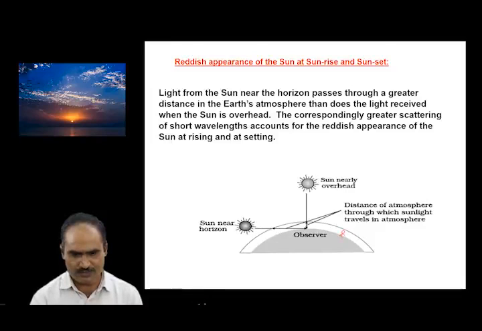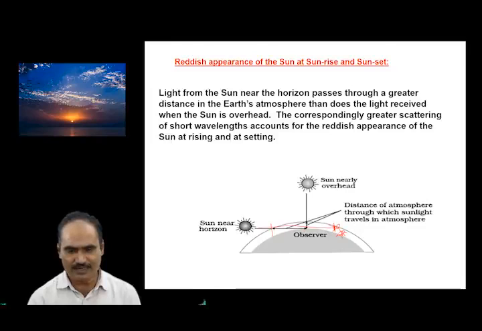Right? So this light obtained from this sun will reach a person who is standing here. Therefore, the light has to travel a larger distance of atmosphere during sunrise and sunset. Whereas in daytime, it has to travel only this much atmosphere. You can see here, this much. But in the morning and evening, it has to cover this much atmosphere.